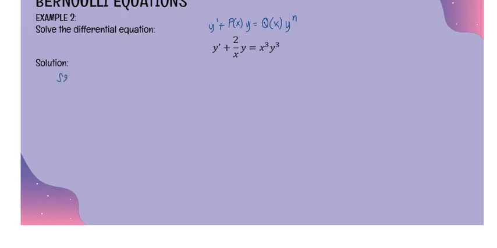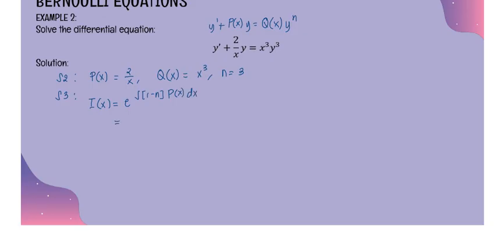So for step 2, what is the p of x, what is the q of x, what is the n? For the p of x, that is 2 over x. The q of x is x raised to 3. Our n is 3. And then for step 3, we have to calculate the integrating factor. Again, we have a formula for that. The integrating factor is I of x is equal to e raised to the integral of 1 minus n times p of x dx.